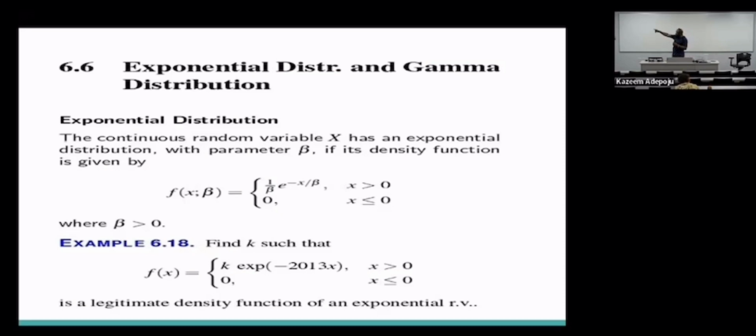Okay, so the exponential distribution is, like I said, a member of the continuous probability distributions. You can see the density function, f of x equals 1 over beta, exponential raised to the power minus x over beta. If you take a look at this distribution, it's a very good distribution for modeling time before the occurrence of an event.